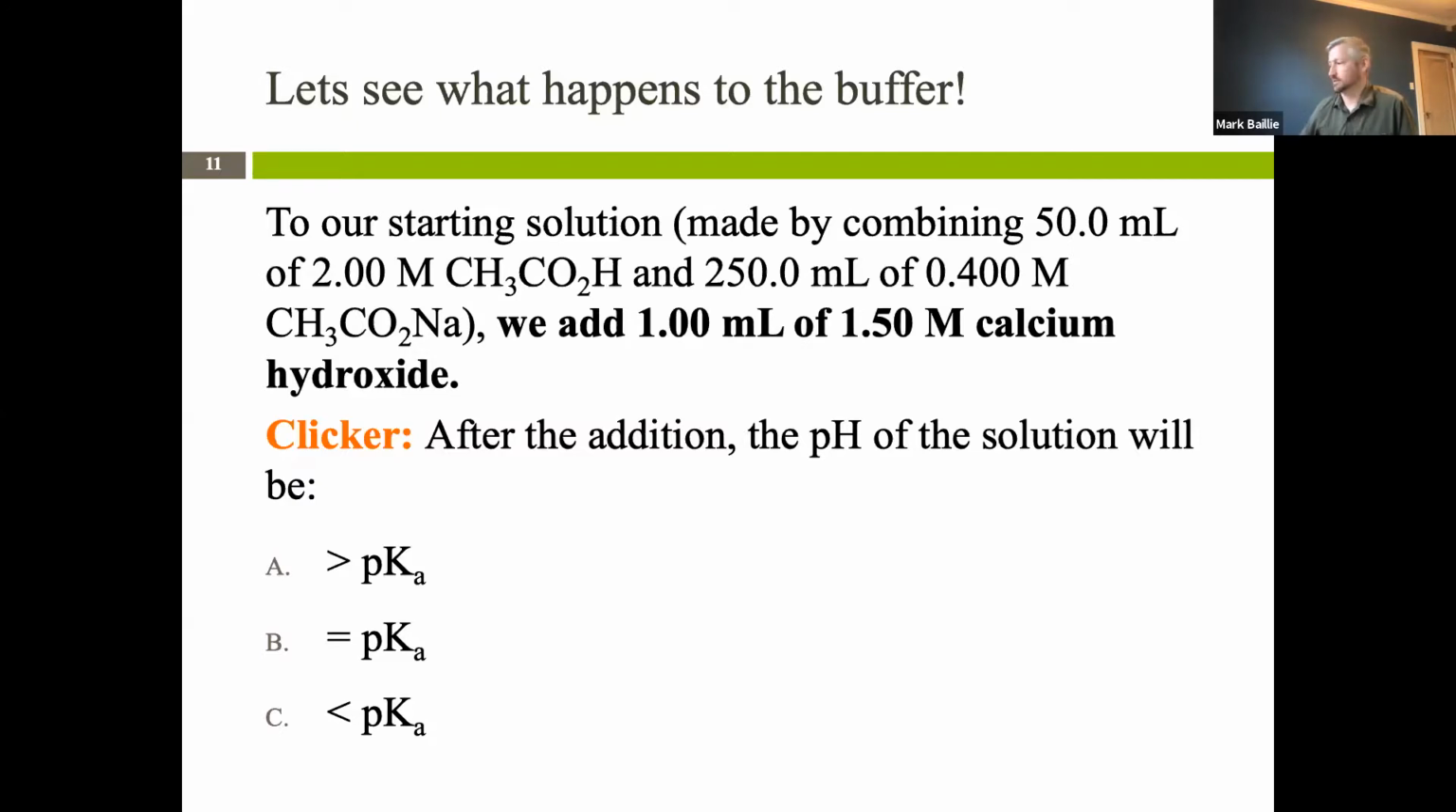And Aislinn, what did you say happens to the pH of the solution after you add calcium hydroxide? I don't know. I just kind of picked one. Okay. Tina, what are your thoughts and why? Okay. I was thinking about C.